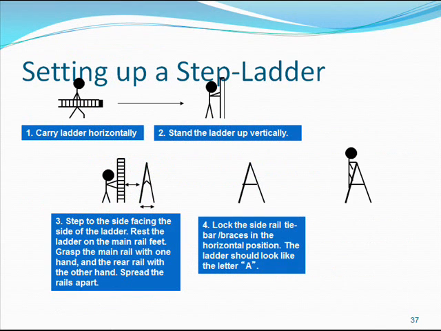Please view the slides below. Setting up a step ladder. Step 1: carry the ladder horizontally. Step 2: stand the ladder up vertically. Step 3: step to the side, facing the side of the ladder. Rest the ladder on the main rail feet. Grasp the main rail with one hand and the rear rail with the other hand. Spread the rails apart. Step 4: lock the side rail tie bar braces in the horizontal position. The ladder should look like the letter A.